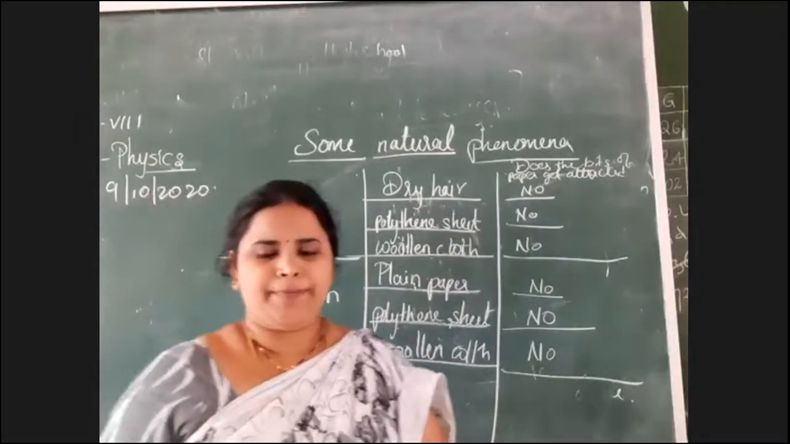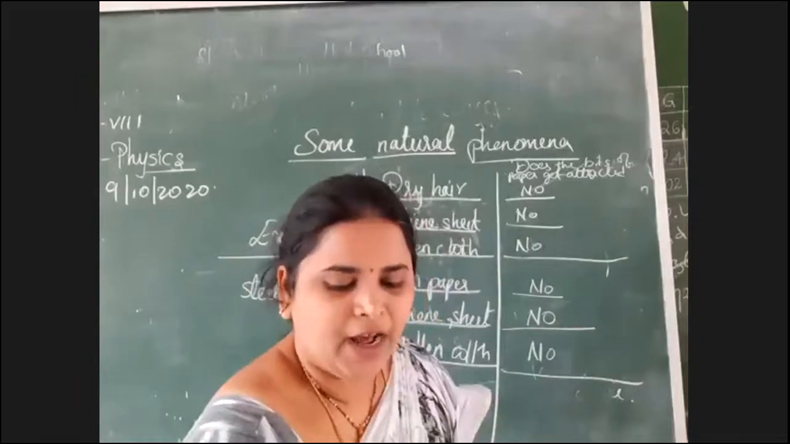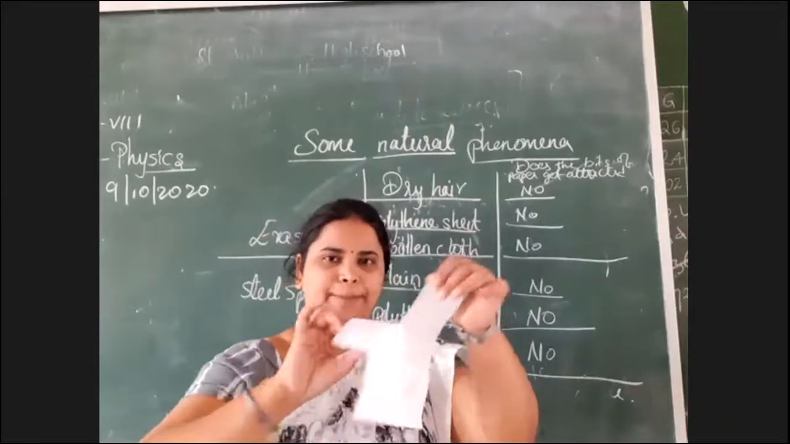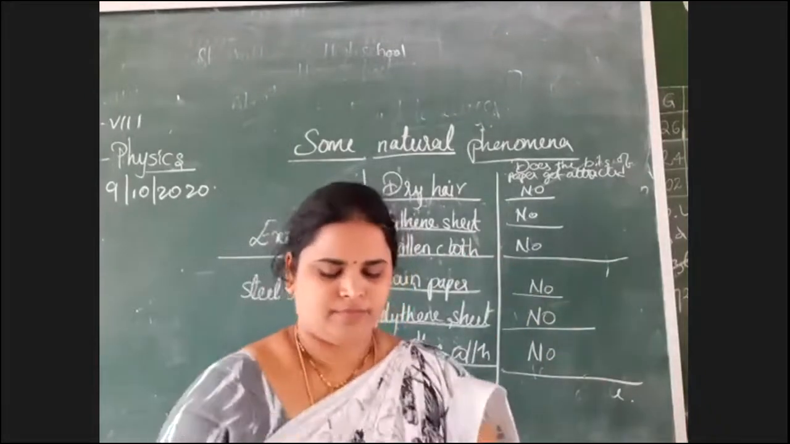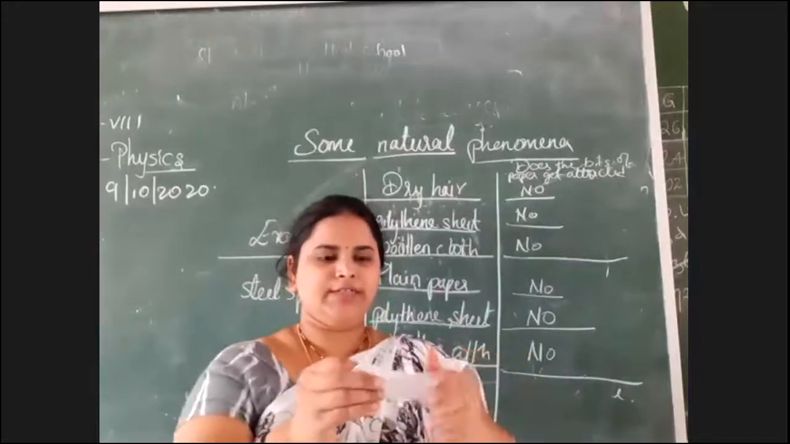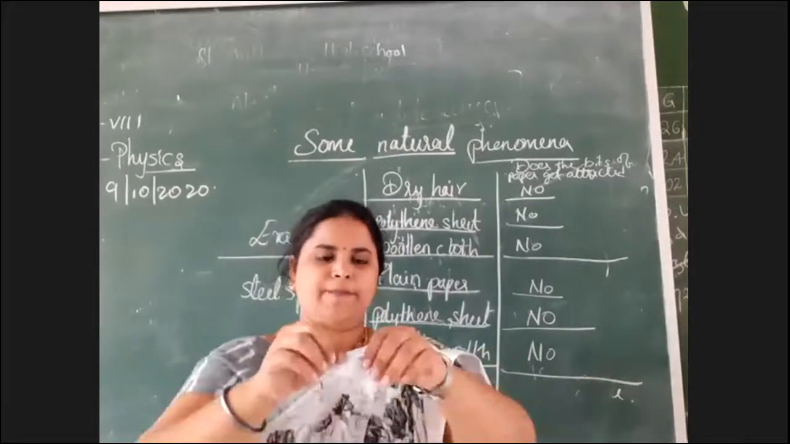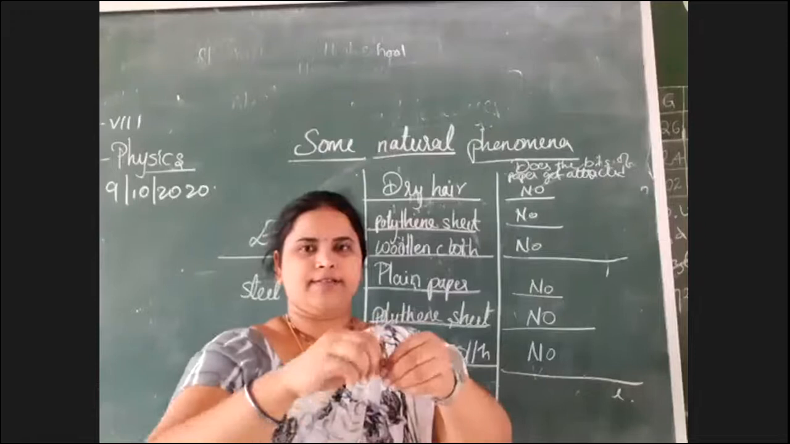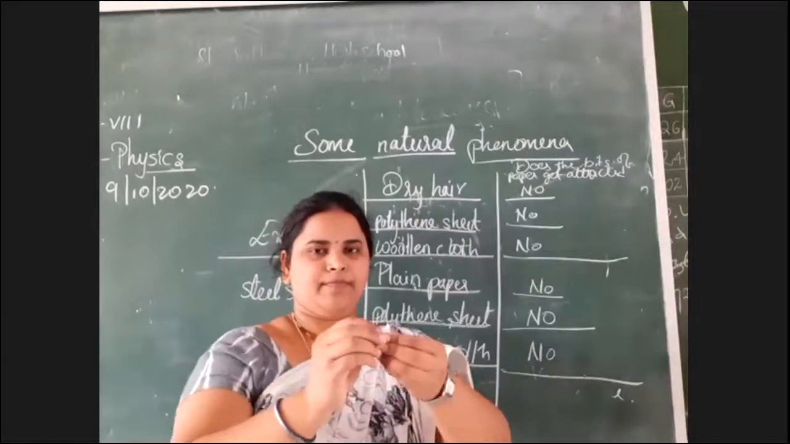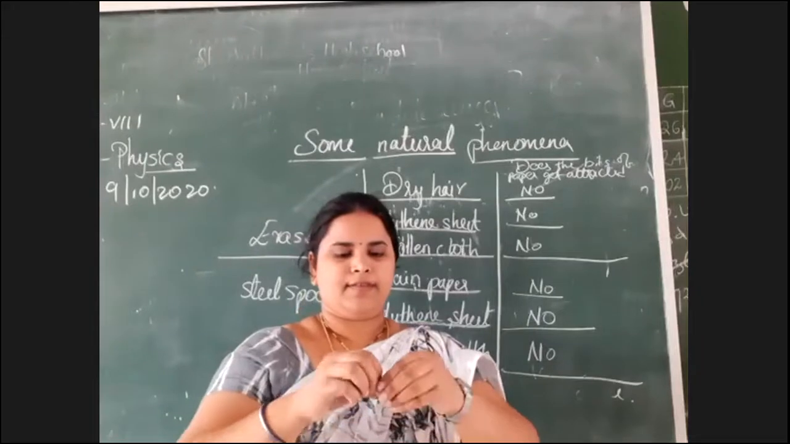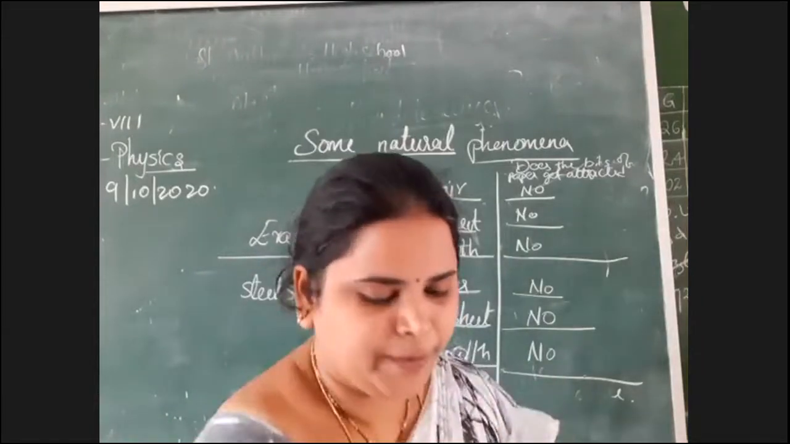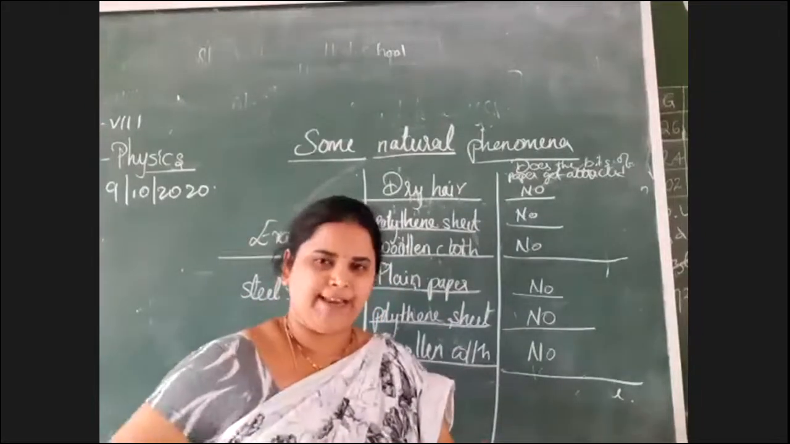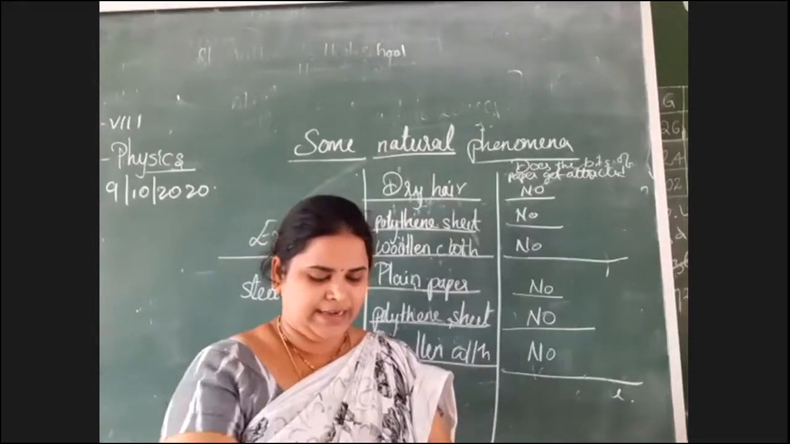Now I will show you once again how to do that activity. So what you have to do? First of all, tear a paper. Just tear the paper into tiny pieces, very tiny pieces. Yes, like this. Now place them somewhere. Now I am using, let us say this is a woolen cloth, this is a plastic scale. Instead of paper, I am using the plastic scale.